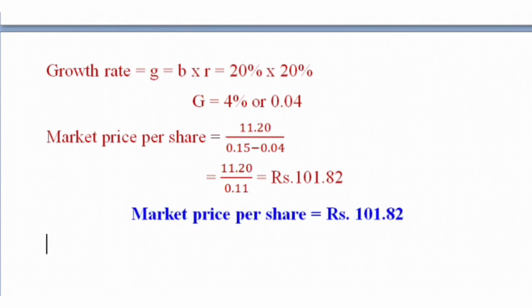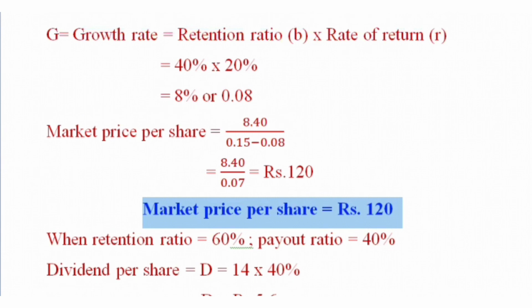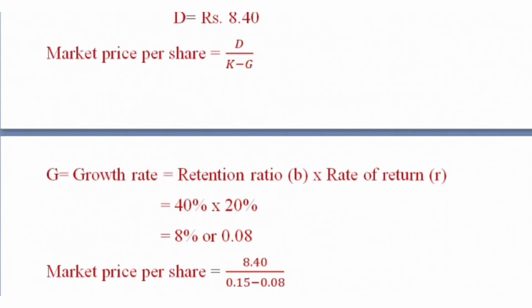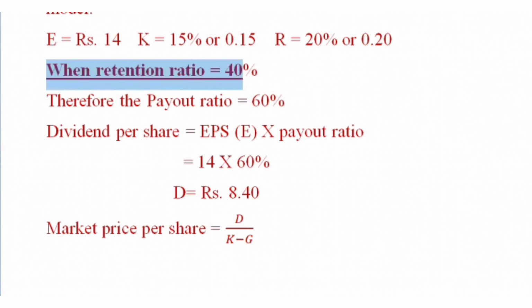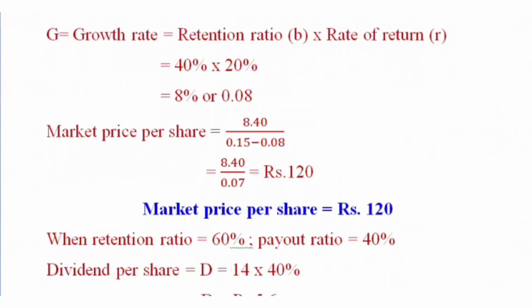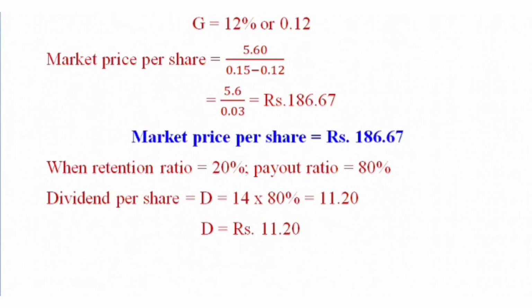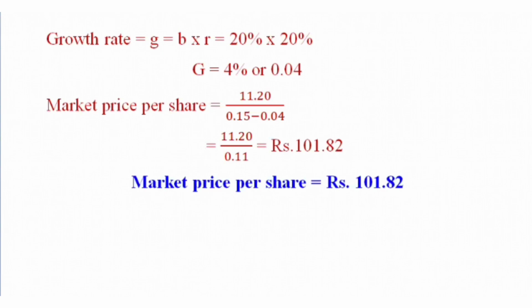Now you can come to a conclusion that since it is a growth firm, the lowest payout ratio will provide you the highest market price. Where do you find the highest market price? When the payout ratio is lesser. That is, when the payout ratio is 40%, the market price is 186.67. So this is how we are calculating the market price under different payout ratios or retention ratios.